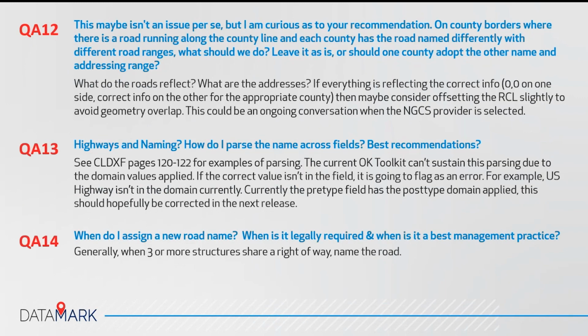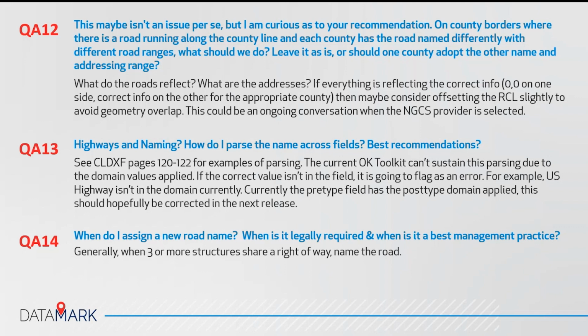County borders where there's a road running along the county line and each county has a road named differently with different road ranges. What should we do? So my question is what do the roads reflect and what are the addresses? If everything is reflecting the correct information, where you have 0, 0 ranges on one side and then the correct ranges on the opposing side for the appropriate county, then you could offset the road center line slightly to avoid a geometry overlap. This is one of those things that is going to be an ongoing conversation with the next gen core services provider. So I highly recommend that you stay engaged with that, and anything that's on a county line or a border, that is going to be something that you want to engage with your core services.